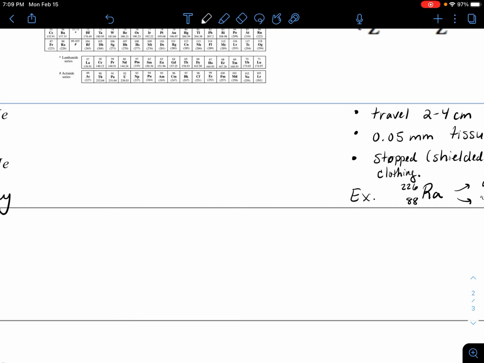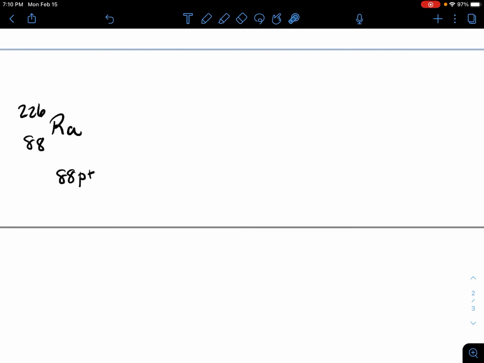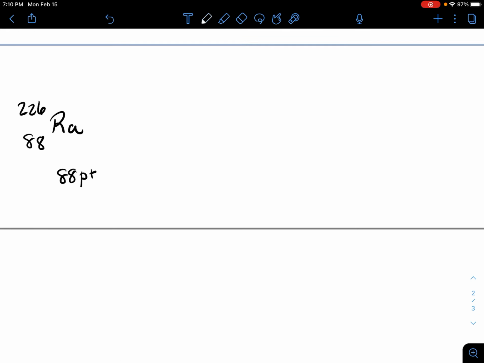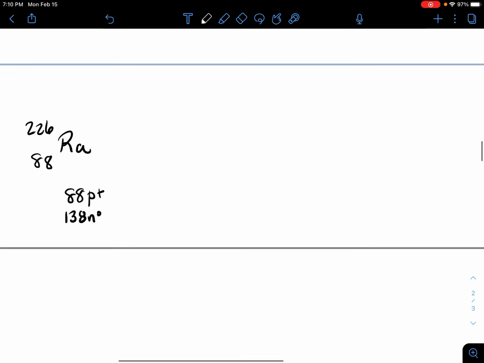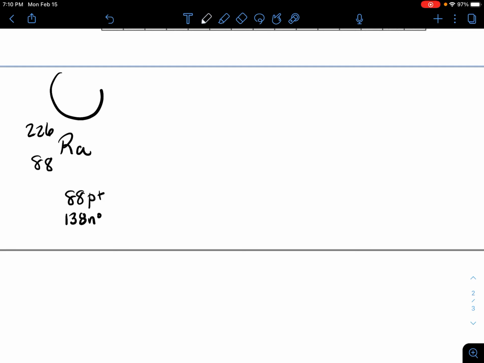So if I have radium 226 and 88, that means that there are going to be 88 protons. I'm just going to put a little list: 88 protons. And then if I take the 88 and subtract it from the 226, that's the number of neutrons. So it's 138 neutrons.